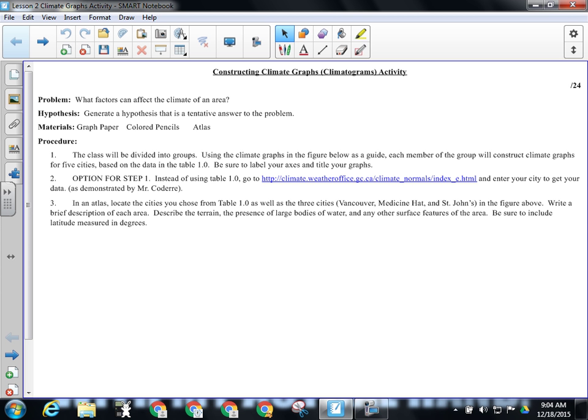So in an atlas, you'll locate those cities. We'll use Google Earth because it works just as well, as well as Vancouver, Medicine Hat, and St. John's. Write a brief description of each area. For all the places that have a climatogram on there, when you look at Google Earth, write a description of that place: in the middle of the prairies, or right on the mountains, or next to the ocean, and anything else you think is important that could affect its climate.